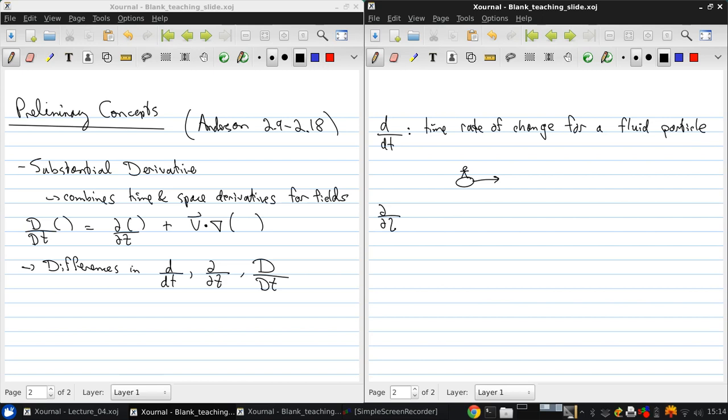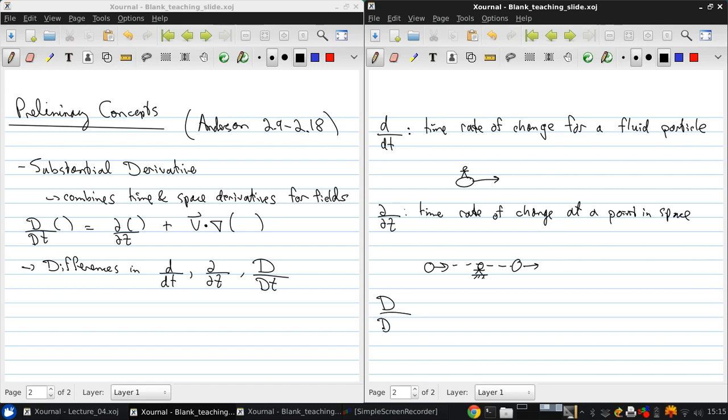Next is partial by partial t. Now this is the time rate of change at a point in space. So this is now, you're planted at some location, and some fluid particles are going by. And as each particle goes by, something perhaps is going on that causes the velocity of the particle as it passes by you while you're in a fixed location to change over time. That would be a non-zero partial velocity in this case by partial t. And again, the same principle applies to other fields like pressure and temperature.